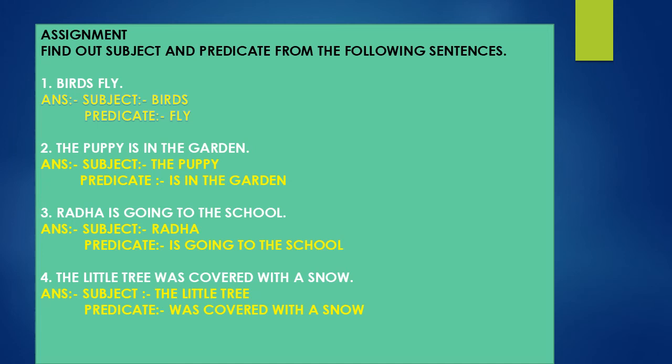Third example, Radha is going to the school. So Radha is the subject because we are talking about Radha. And what are we saying about Radha? What is Radha doing? She is going to the school. So predicate is going to the school. Fourth example, the little tree was covered with snow. So subject is the little tree and was covered with snow is the predicate.